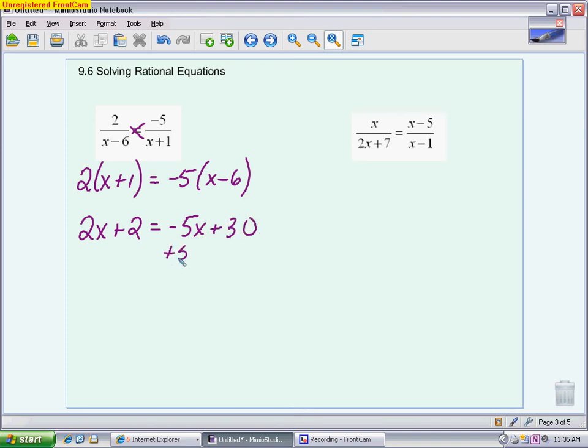I'm going to solve this, just any linear equation solving here. So I'm going to subtract 5x, so I get 7x plus 2 equals 30. Subtract 2, 7x equals 28. Divide by 7, and we get 4.